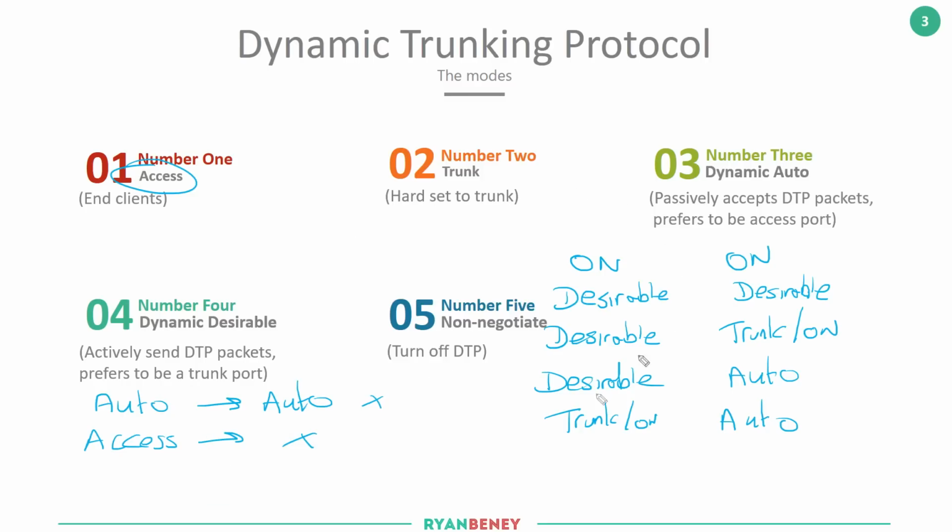So you just need to be aware of the different behaviors for the different DTP modes, and a good way to do that is to get stuck in to the CLI and actually configure it yourself using Packet Tracer, or even better, some physical switches that you pick up.